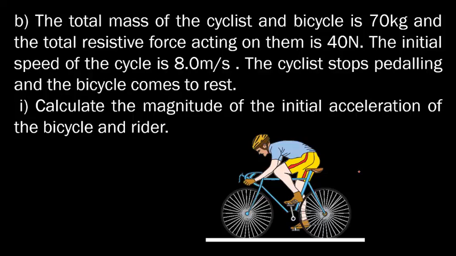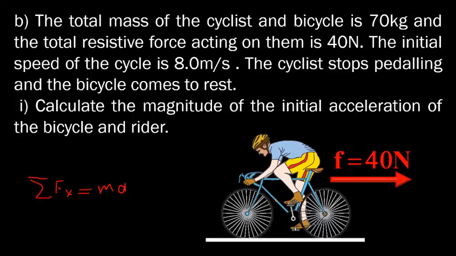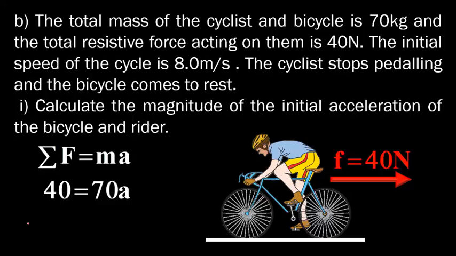Okay, the magnitude of the force comes from Newton's second law of motion, sigma F, of course in the x direction, is equal to ma. Here, as the cyclist stops pedaling, the only force acting on the system is the resistive force. So instead of sigma F, I can substitute 40 newtons, and m is substituted by 70 kilograms, the total mass of the system. So acceleration is 4/7 meters per second squared.